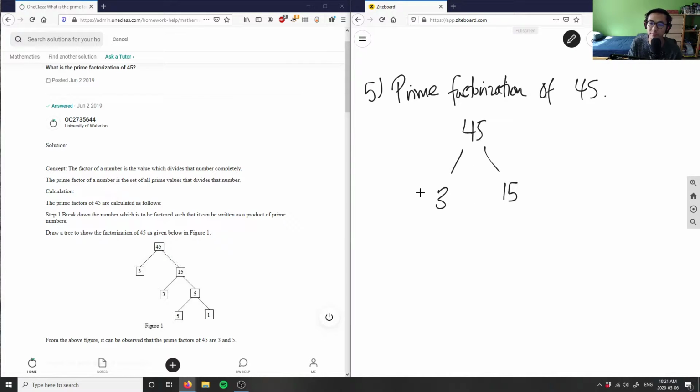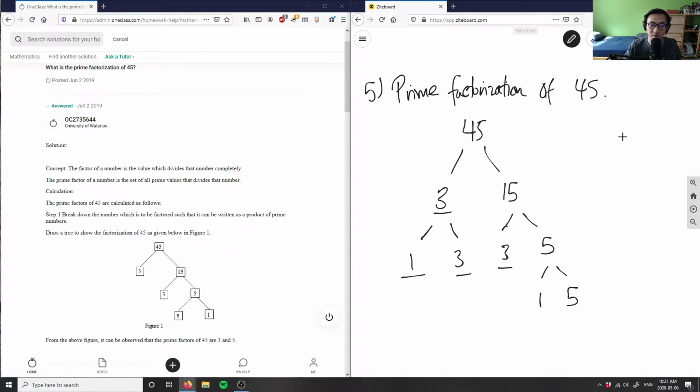So 3 here individually is a prime factor. I can't really break this down into more things. I could break this down into, again, 1 and 3, but this is the farthest I can break this down to. 15, I still have factors of 15, right? I know that 3 times 5 here is 15. And then finally here, because this 3 is repeated, I don't really care. And obviously I break 5 into 1 and 5, right?